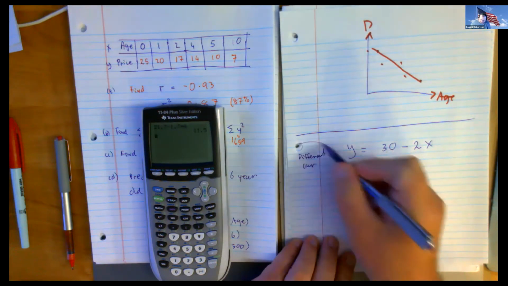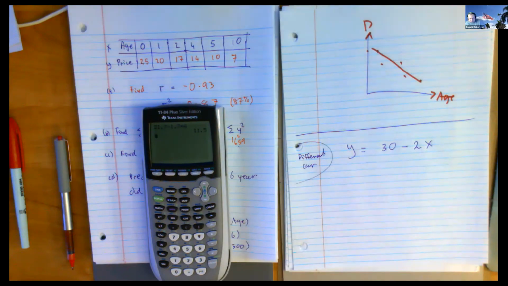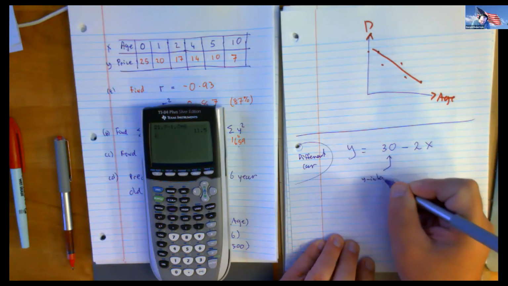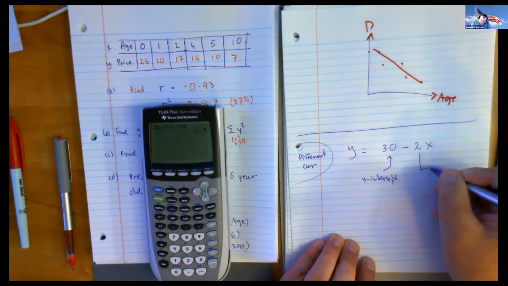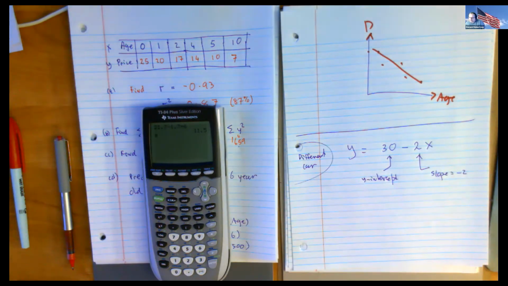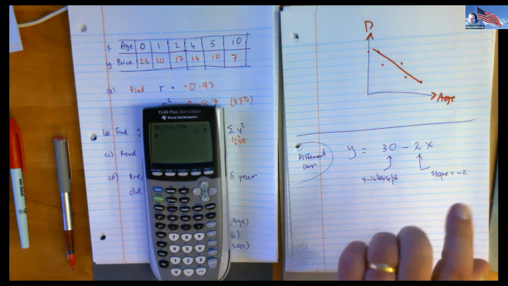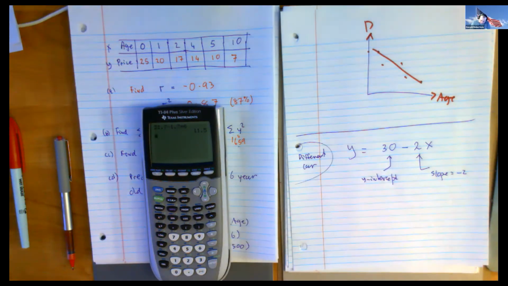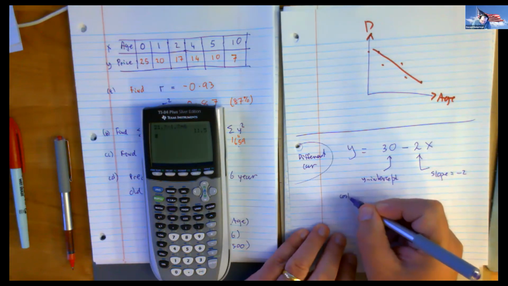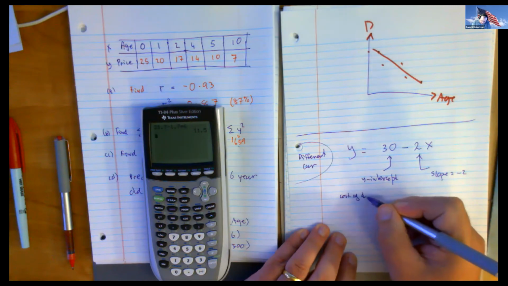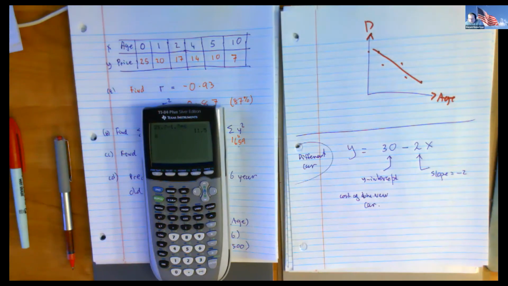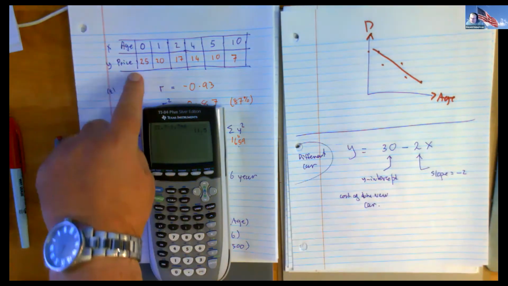What kind of things could I get from this question? Well, isn't 30 called the y-intercept? This is algebra. And isn't the -2 called the slope? I can actually get some useful information. For instance, in the context of this question, isn't the y-intercept the cost of the new car? Wouldn't that be how much it would cost brand new when X was 0? Remember up here, the brand new car?